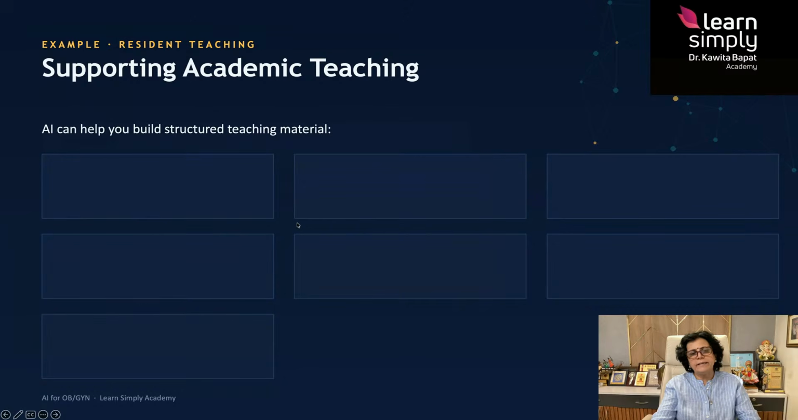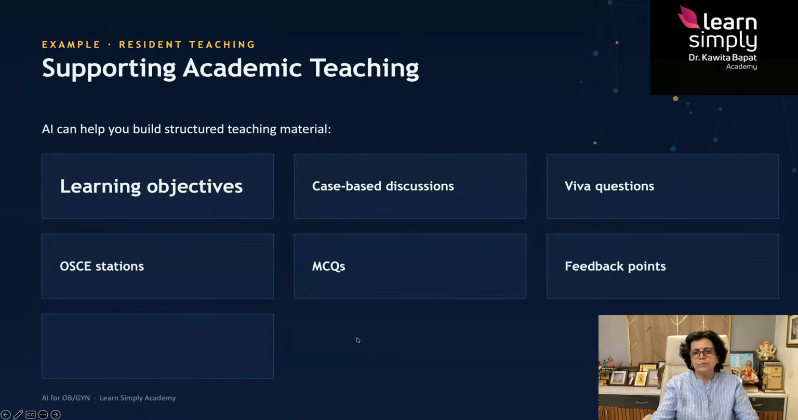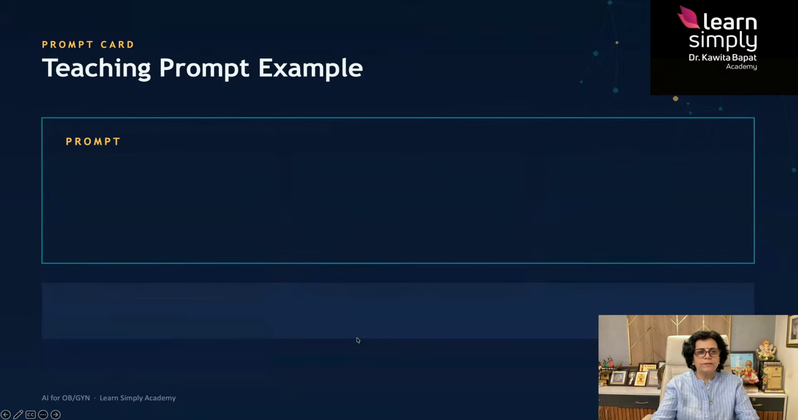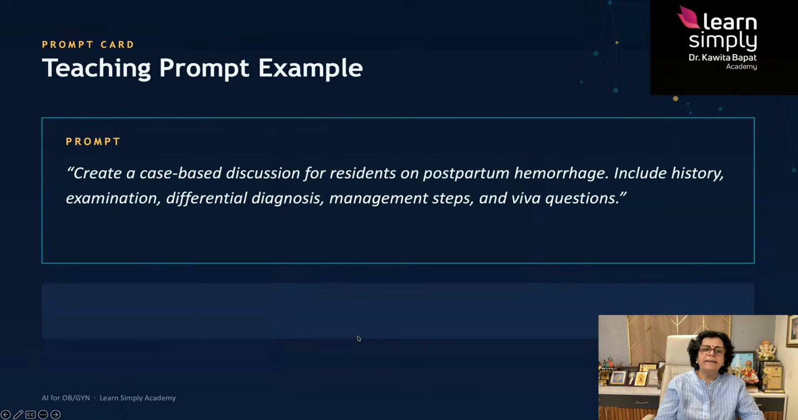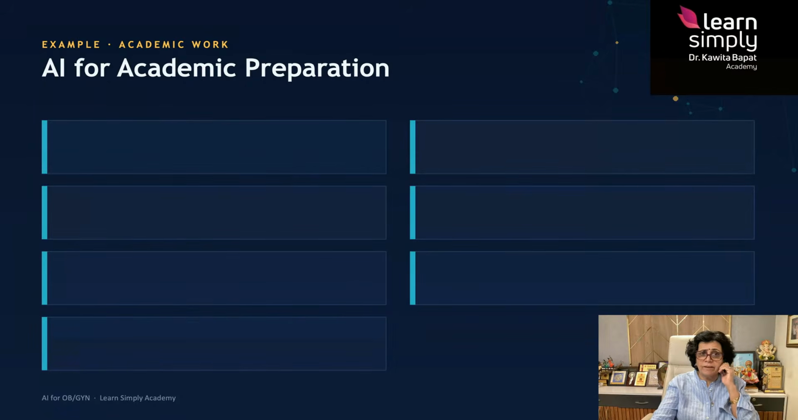Now, for resident teaching and supporting academic teaching, we can ask for the objectives, the discussions we are going to do, the Viva questions, the OSCE stations, the MCQs, feedback points, and revision summaries. For a teaching prompt example, we write: create a case-based discussion for residents on postpartum hemorrhage, include history, examination, differential diagnosis, management steps, and Viva questions. This helps teachers prepare structured sessions faster. So the prompts are very, very important.